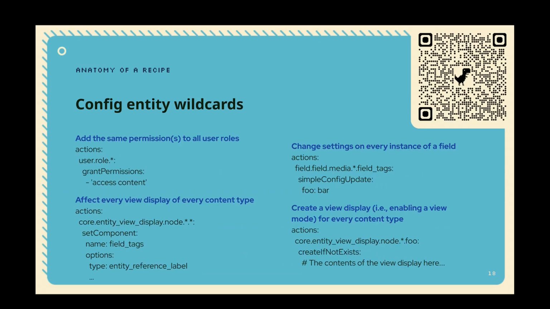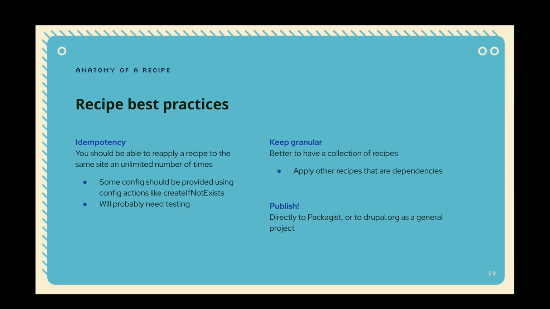Now, there are a lot of things in the config actions that are also meant to make them really flexible so that you're not having to repeat yourself in terms of the configuration you're providing. So you can use wildcards. In fact, the example here in the bottom left is saying if we want to affect every view display of every content type, you can use double wildcards for that, which makes it really, really powerful. It saves you from having repetitive changes as part of your recipe file as well.